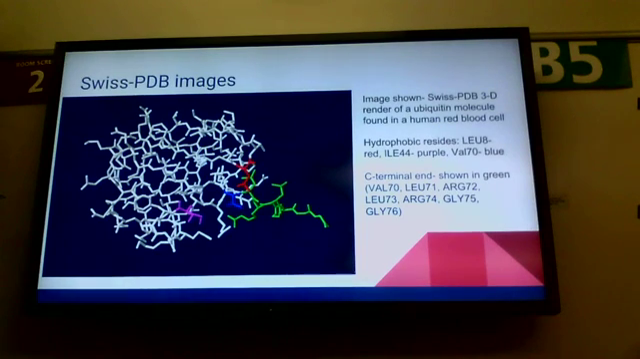Okay, here you can see some images rendered in 3D by Swiss PDB viewer. Here we see the ubiquitin molecule. The C-terminal end is colored in green, while the 3 hydrophobic patches of relevance are colored red, blue, and purple respectively. The hydrophobic patches are very essential in the protein-protein interface between 2 ubiquitin molecules.